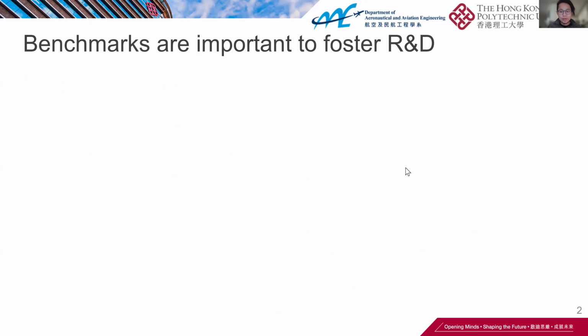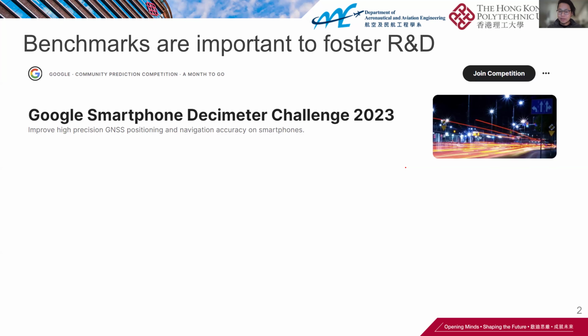Benchmarks are super important to foster R&D. I bet you all know, especially for those of you working in industries. Google has been releasing a smartphone dataset starting from 2021. A lot of good research has been published and benchmarked in ION and GNSS conferences. For example, Taro Suzuki's FGO and TDCP have been really fostering the industry and also the academic field. So this is super important.